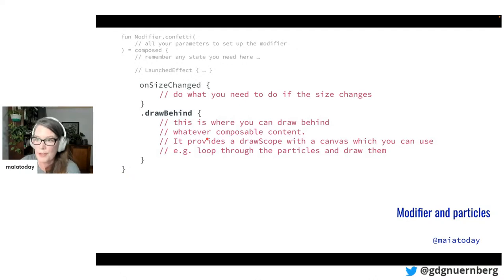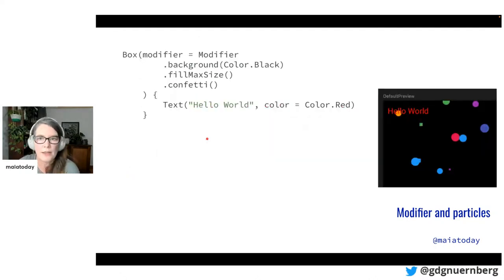So that's just briefly the code to make the confetti modifier. And how would you use it? You would literally just add it as a modifier. So there's a box, and the modifier has a confetti modifier, and I've got text here. This is not animating now, but these pieces would float around behind this red text.